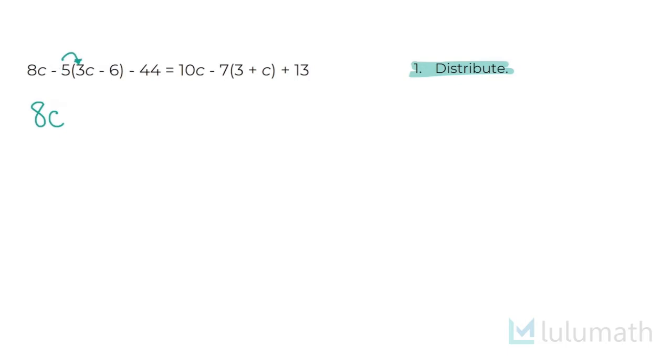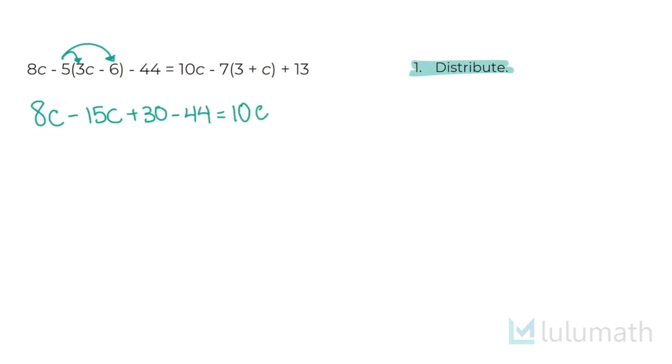So when I distribute negative 5 to positive 3c, negative 5 times positive 3c is negative 15c, and then negative 5 times negative 6 is positive 30. Then I just copy down this minus 44. Then I will copy down this 10c.